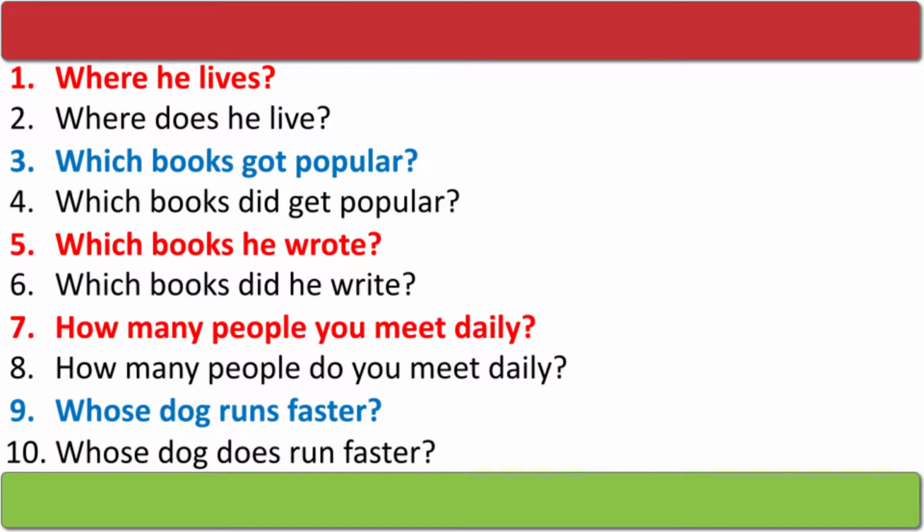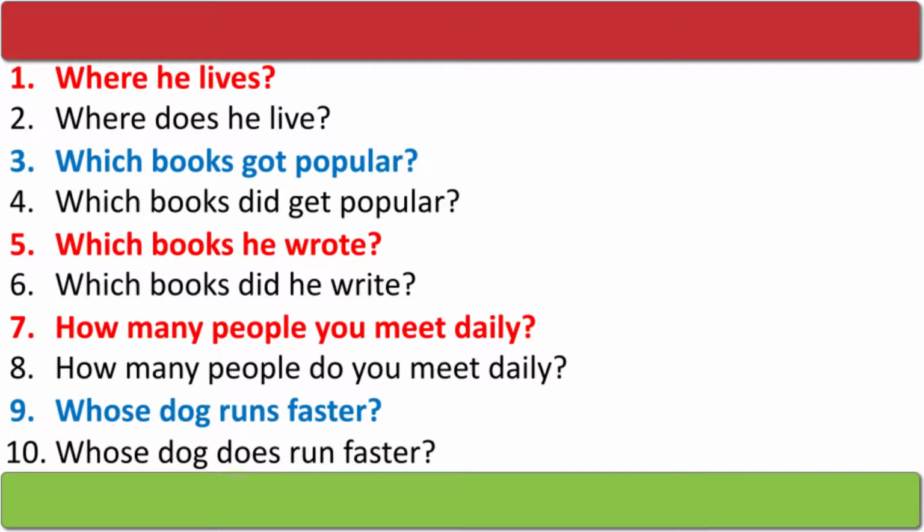Okay, look at these sentences again. We are talking about only those sentences where there is no auxiliary. Number 1, in the sentence number 1, there is no auxiliary. There is no helping verb. So where he lives. What is the subject in this sentence? That is he. Where is not the subject, he is the subject. So you can't leave out, you can't skip the auxiliary, you have to use auxiliary. So this sentence is wrong.